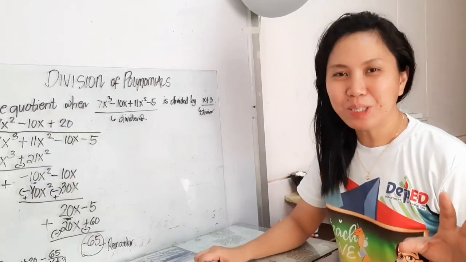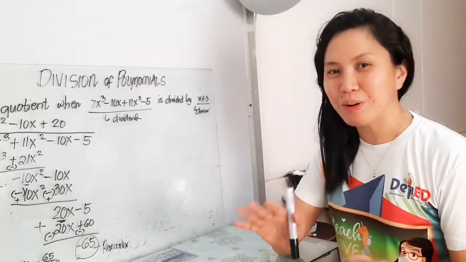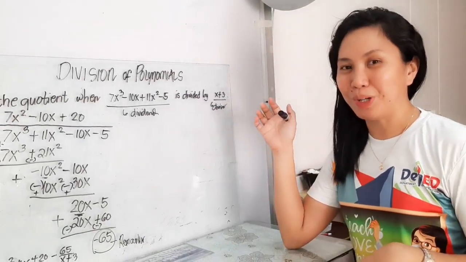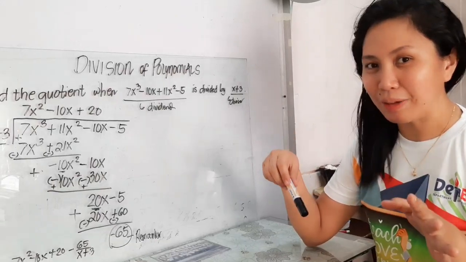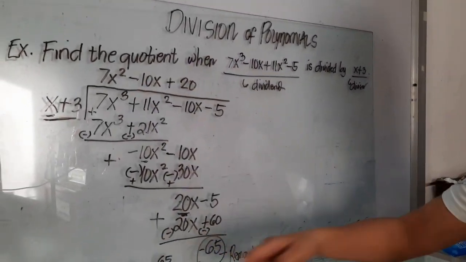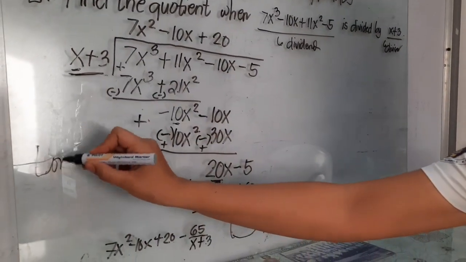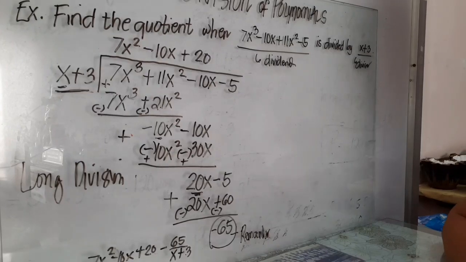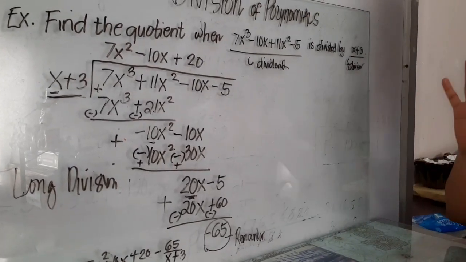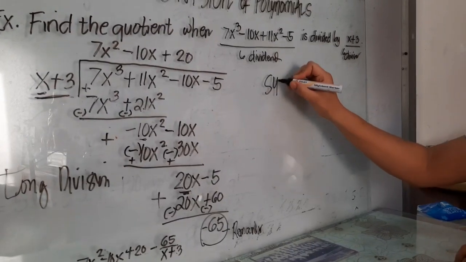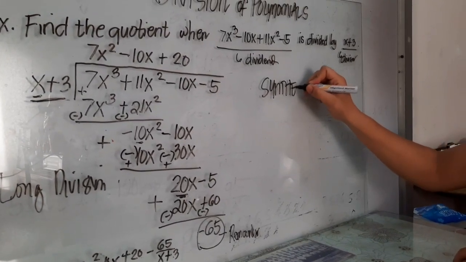This is a continuation on finding the quotient when a polynomial is divided by another polynomial. So last time, we were able to get the quotient by using long division. Today, I will be showing to you a shortcut on finding the quotient using what we call synthetic division.